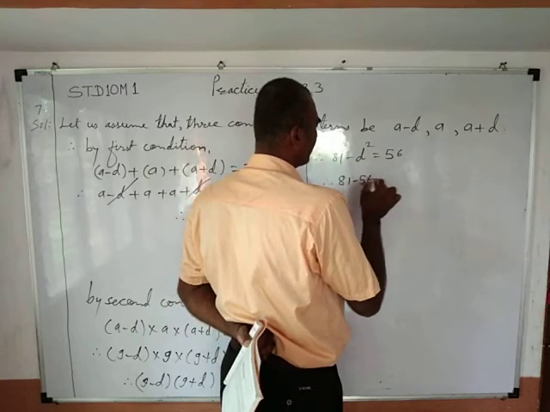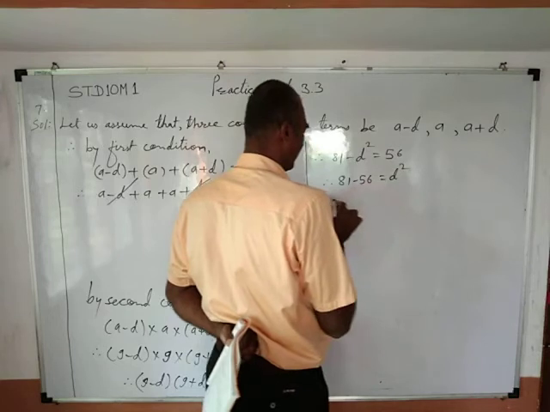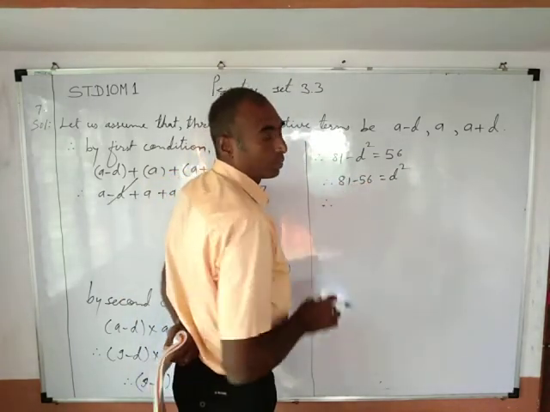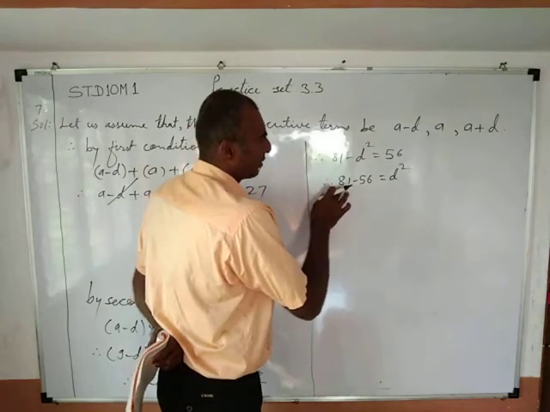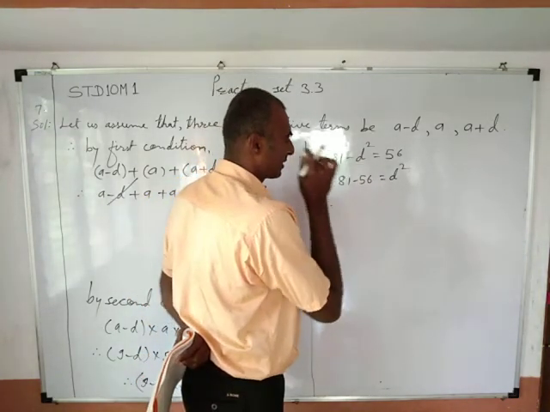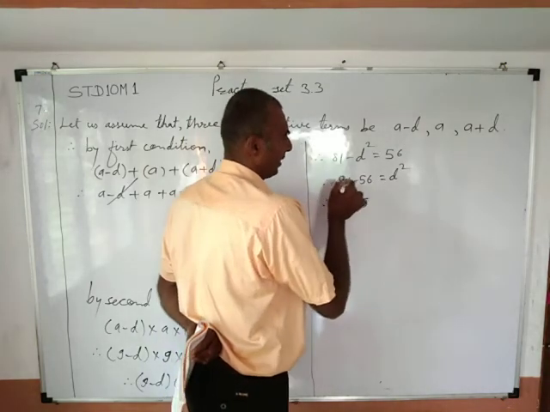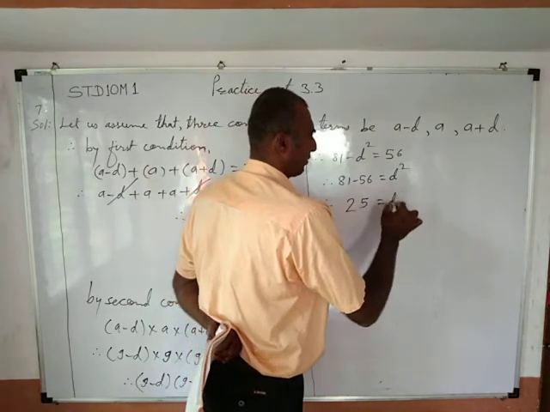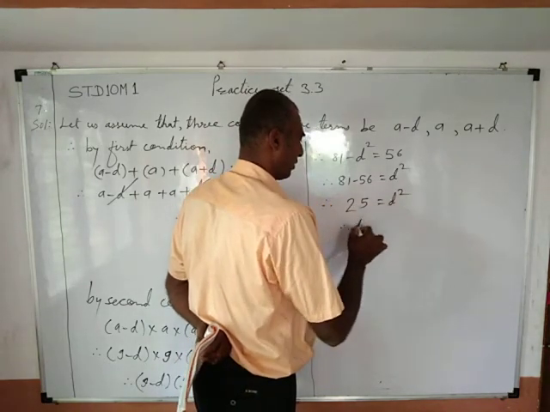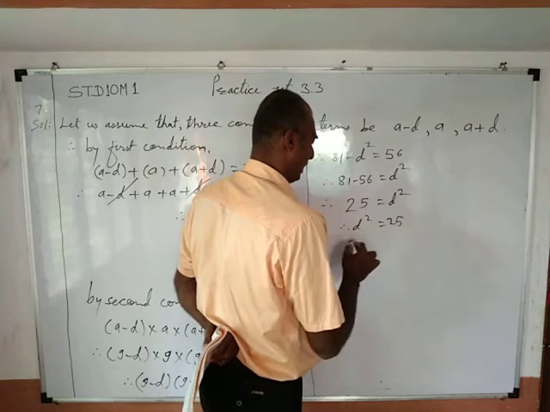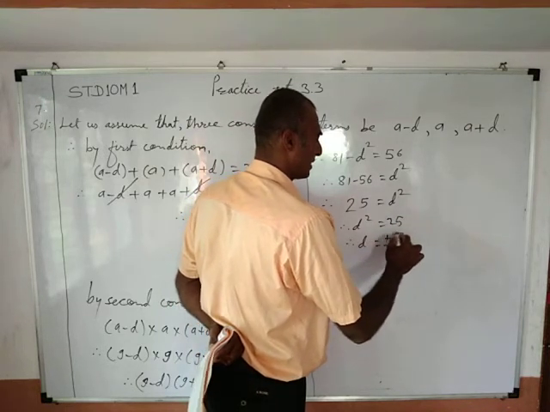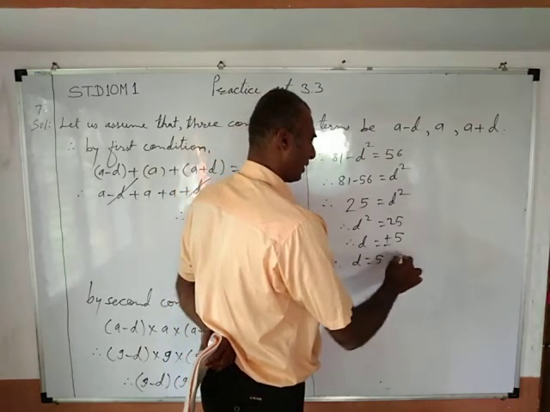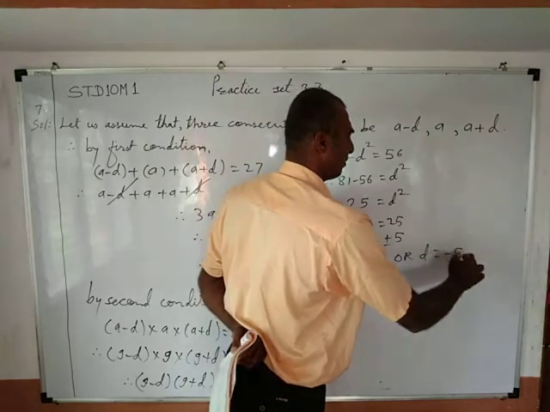Okay, and therefore 81 minus 56 equals D square. Now 6 cannot be subtracted from 1, that's why by taking carry from 8 we get 11 minus 6. 11 minus 6 gives us 5. 8 will become 7. 7 minus 5 gives us 2. Okay, 25 equals D square, and therefore D square equals 25, and therefore D equals plus or minus 5, that is D equal to 5 or D equal to minus 5.